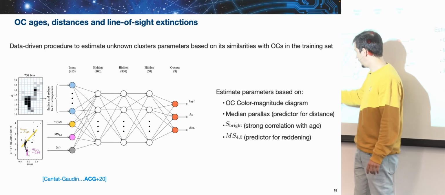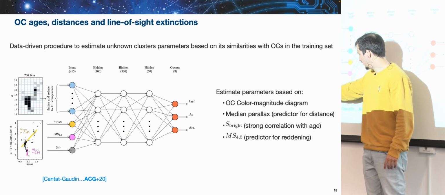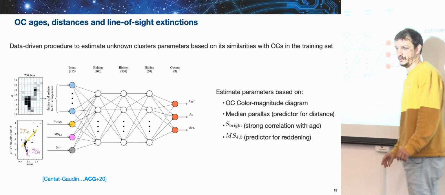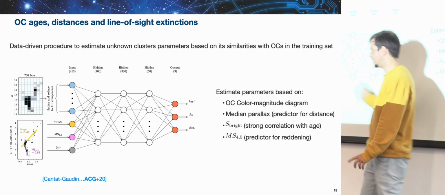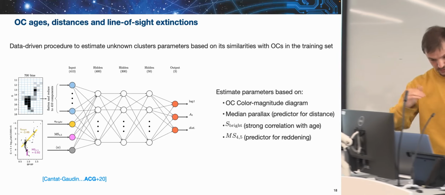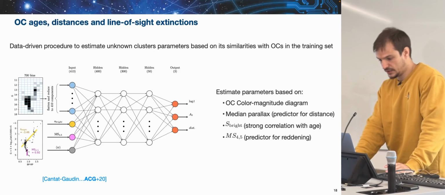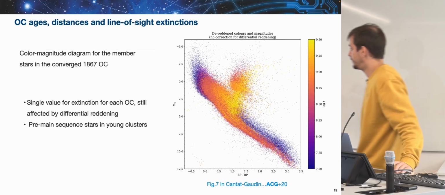This MS45 here is the color at the end of the main sequence. That's a proxy for the extinction. And the mean parallax, which is a proxy for the distance. So we run all of these to find ages, distances, and line-of-sight extinctions for the cluster population. And this is what we have.